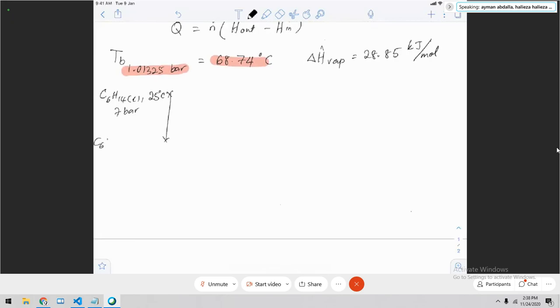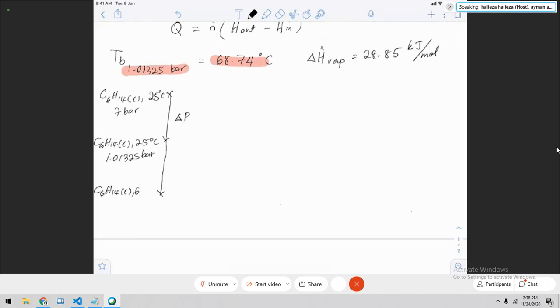Okay, change the pressure. Still liquid, still 25 degrees C, but 1.01325 bar. So you just change the pressure, delta P. Right, next. Then we're going to reach the boiling point. Same liquid, same condition. What is the boiling point?